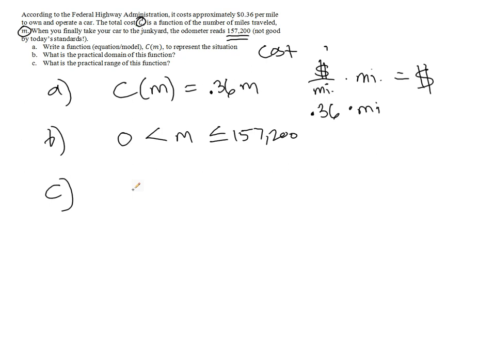Well, okay, so what are the costs going to be then? If you don't travel 0 miles, you travel more than that, then your cost has to be bigger than 0. Now your cost is going to be smaller than or equal to, depending on how many miles you travel, 157,200 miles times 36 cents per mile. So that means that if we multiplied these two together, that would tell us the total cost of driving this number of miles right here.